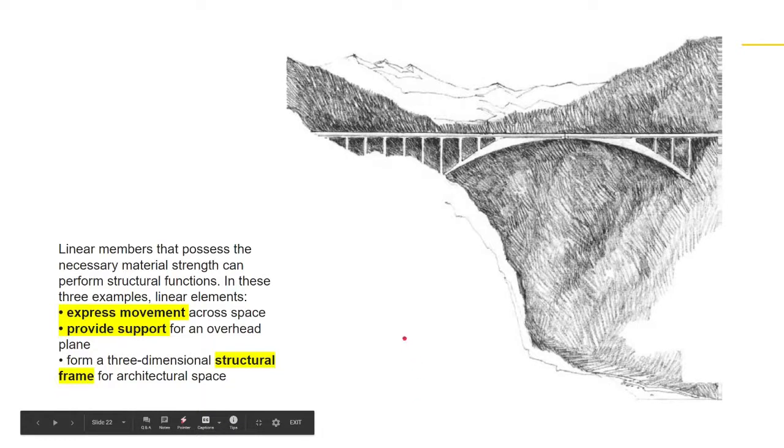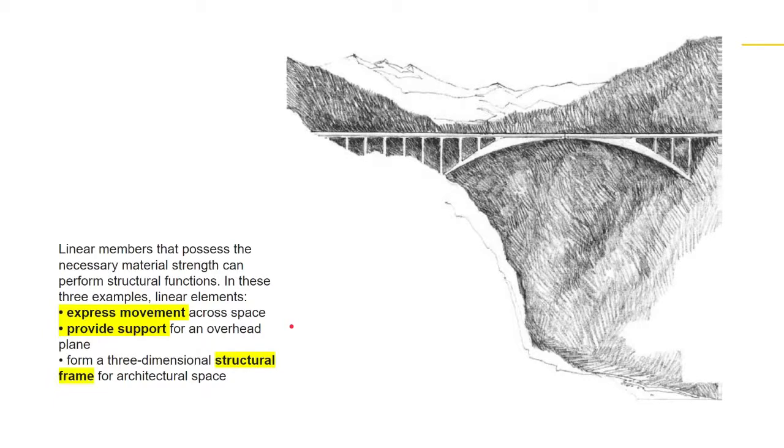Linear members that possess the necessary material strength can perform structural functions. In these three examples, linear elements express movement, provide support for an overhead plane, and form a three-dimensional structural frame for architectural space. We usually see this in engineering and the field of architecture, also in interior design. This line expresses movement across the space. This is bridging two mountains, or two areas, and the vertical lines provide support for this overhead plane.